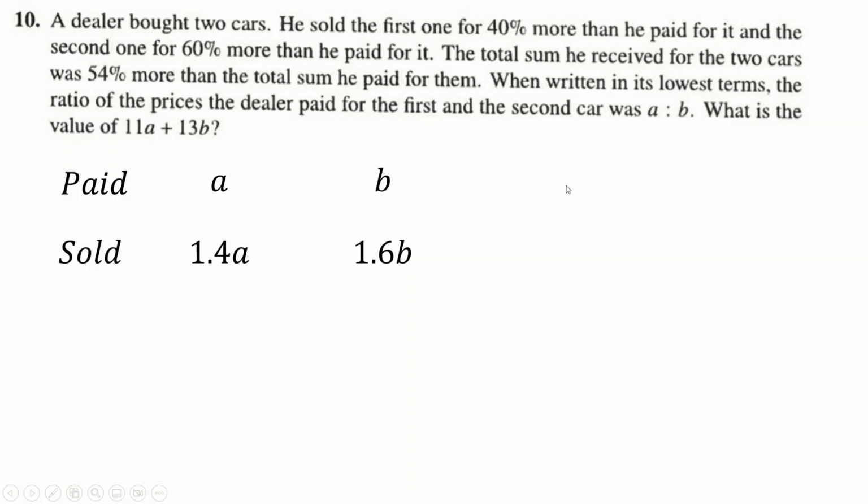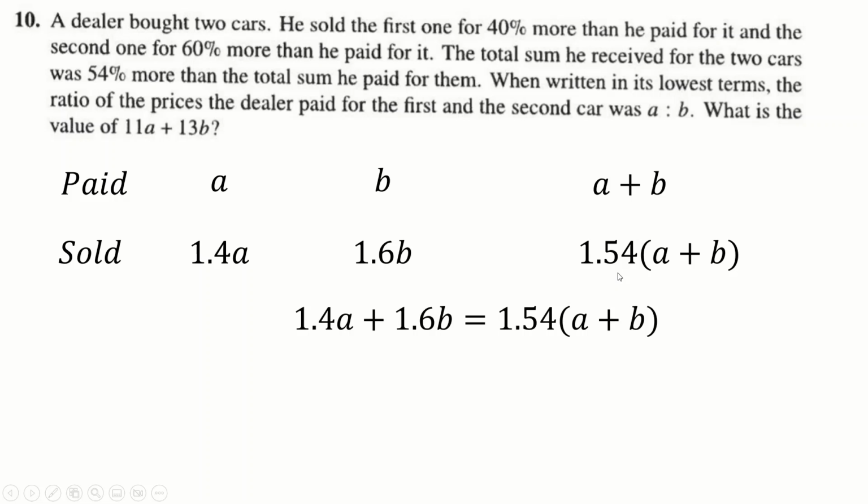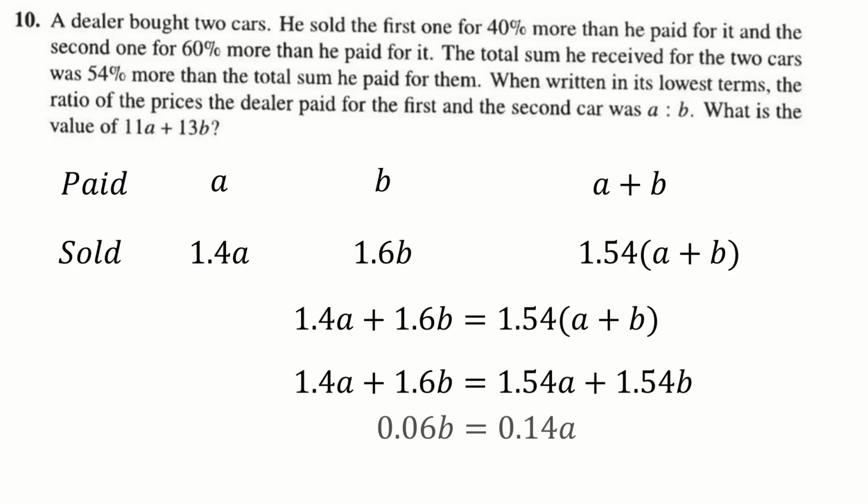The sum that he paid is obviously A plus B, and the sum that he sold is 1.4A plus 1.6B, but it's also apparently 1.54 times A plus B. So we have here that this plus this must equal that. Of course we can expand out, we can simplify, we can times everything by 100 of course, yep.